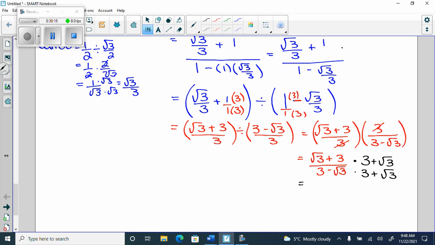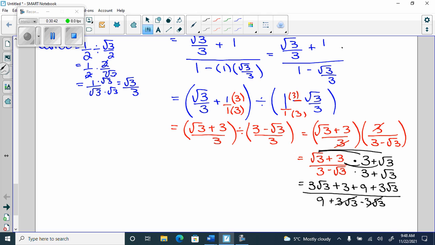So we're going to FOIL. So we're going to get 3 times root 3 is 3 root 3. And then root 3 times root 3 is 3. 3 times 3 is 9. 3 plus root 3 is 3 root 3. All over 3 times 3 is 9. 3 times root 3 is 3 root 3. Negative root 3 times 3 is negative 3 root 3. What do these two do? They cancel. And then negative root 3 times negative root 3 is 3, minus 3.